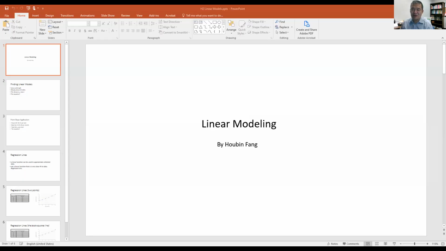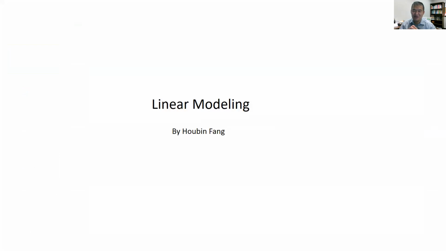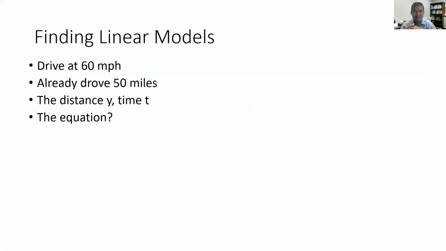Hi everyone. We're going to talk about linear modeling today. Here's an example. Let's look at it.